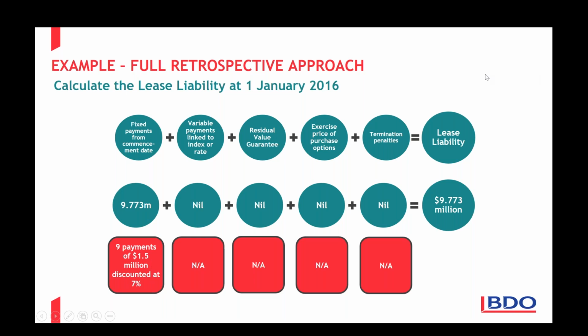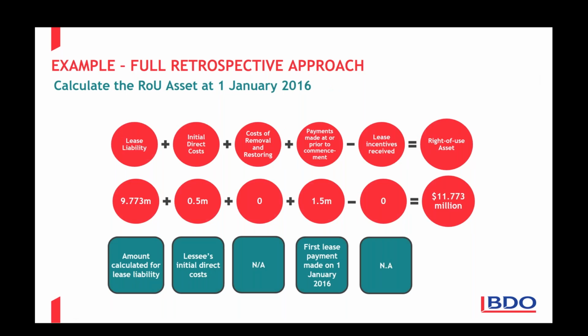Then we say, okay, if we know the lease liability at the 1st of January 2016, what was the right of use asset at the 1st of January 2016? Now, for the right of use asset, you start with the lease liability that you've just calculated, the 9.773 million, and you add my initial direct costs, which is the $500,000. My cost of removal and restoration at the end of the lease in this example is nothing. And you also add payments that will be made prior to commencement.